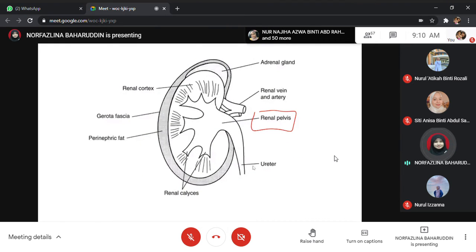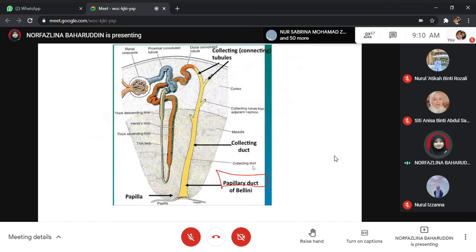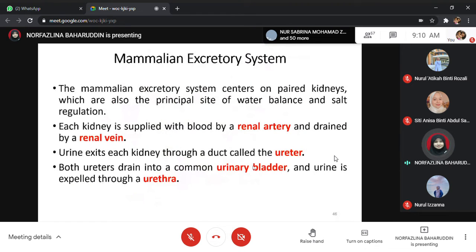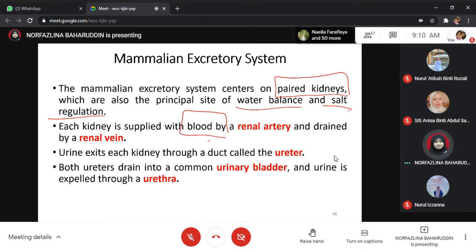Ada gambar yang you tak ada ya, saya letak sebagai tambahan untuk bantu saya explain. Okay, now of course semua orang dah tahu we have two kidneys. Water balance and salt regulation. Okay, no need to memorize because you already know. Okay, ni saya dah mention is supplied with blood. Okay, kidney is supplied by blood. Okay, we have renal artery and renal vein that supply blood.